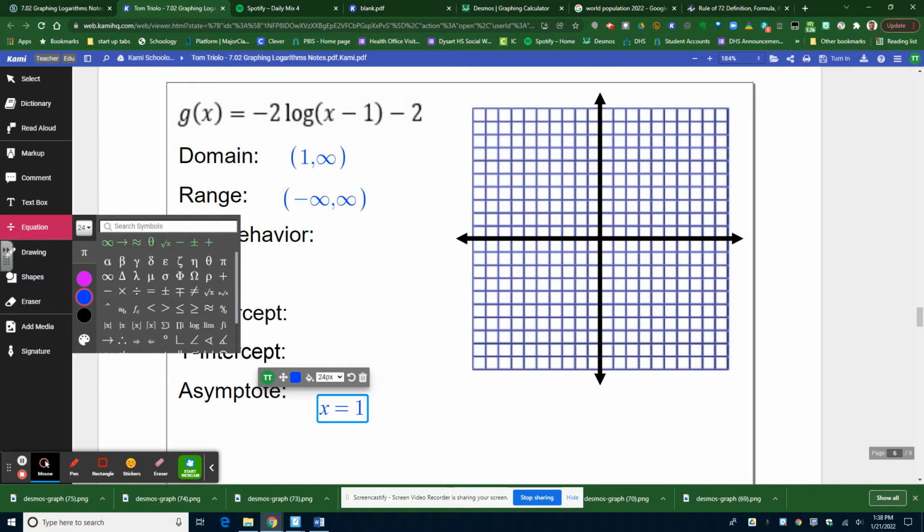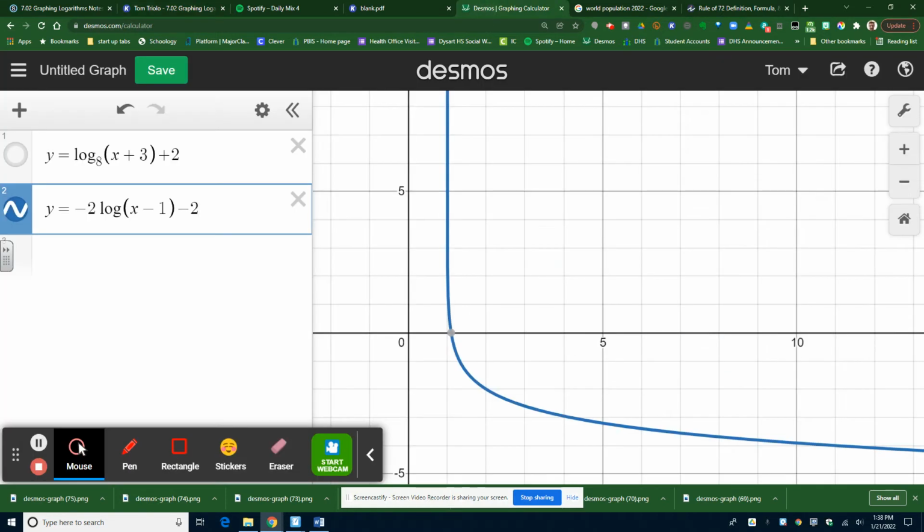X-intercept? Let's see. Santiago, x-intercept. All I've got to do is click on it. Did you put the equation in there? Ooh, so it's not rounding. Let's see why it is exactly 1.1. What's my y value?